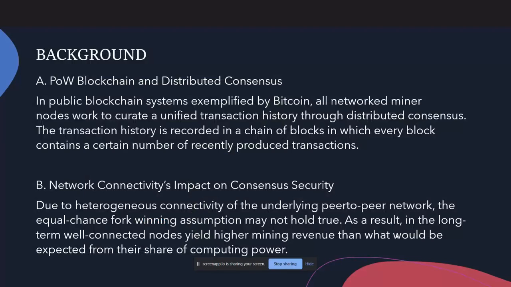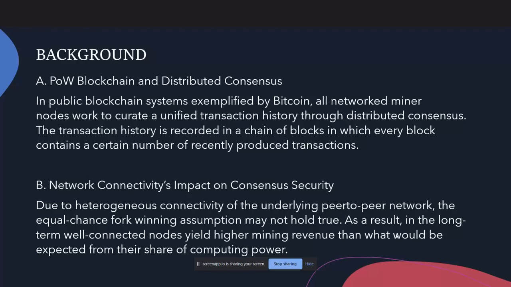The background of this paper: first part, proof of work blockchain and distributed consensus. In public blockchain systems exemplified by Bitcoin, all networked miner nodes work to curate a unified transaction history through distributed consensus. A transaction history is recorded in a chain of blocks in which every block contains a certain number of recently produced transactions.